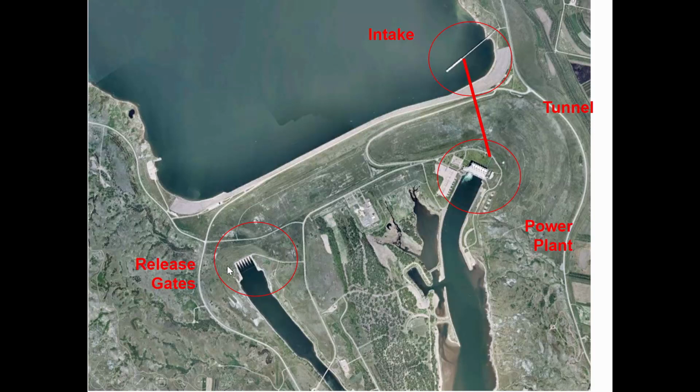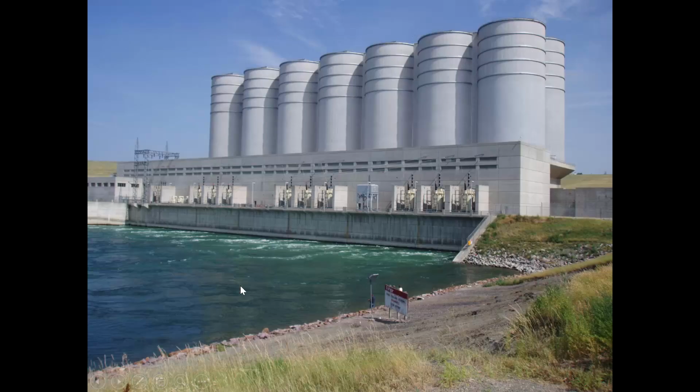And so what we're going to look at is a video of just such an occurrence when there was a lot of wet weather in the watersheds upstream in the Missouri River, and they were maxing out the power plant, and then they also needed to open up the release gates.